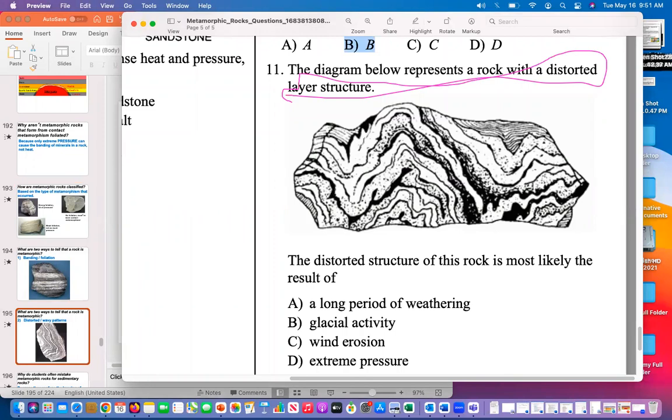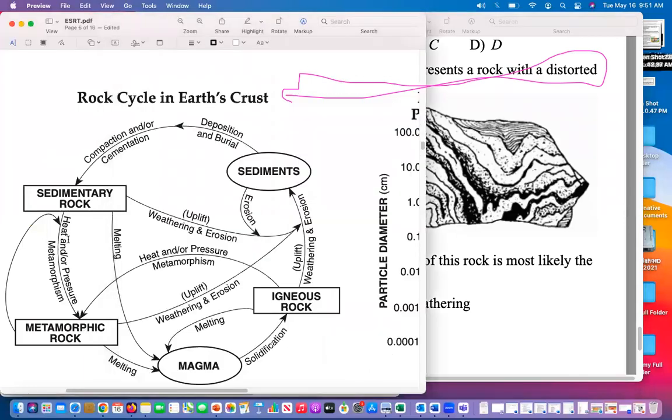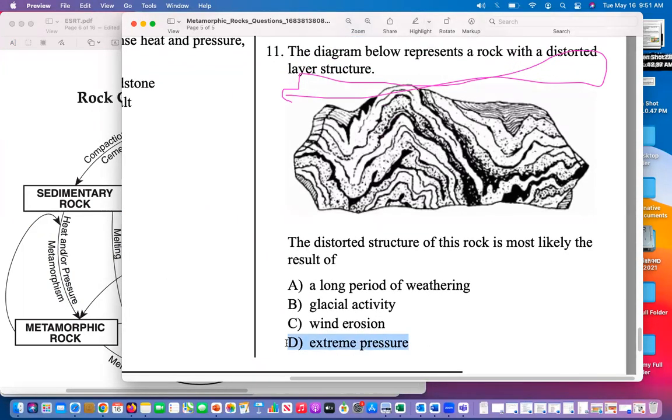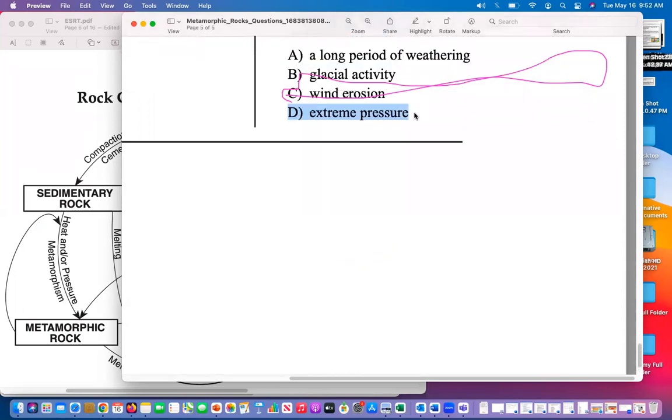Metamorphic rocks go through what? If you ever forget, it's the rock cycle on page 6. I'm looking at the processes that point to metamorphic rock. And it says right here, it goes through heat and or pressure. Where do I see heat and or pressure? Boom. Choice D. All right. So we know this is a metamorphic rock because of its distorted wavy structure. And that's all it is.